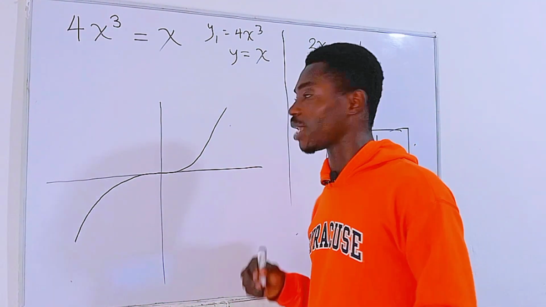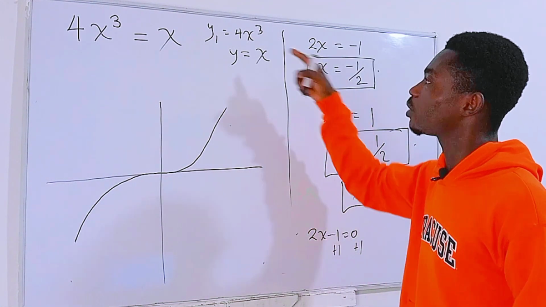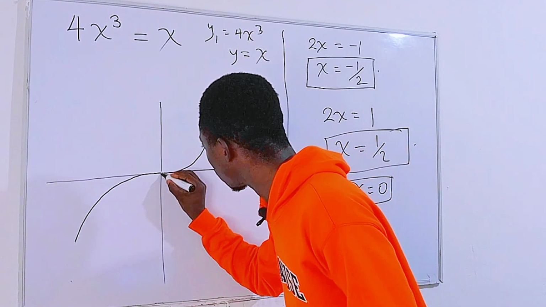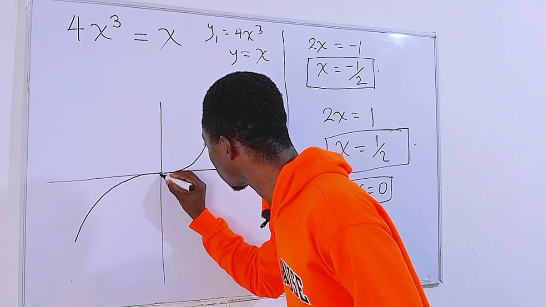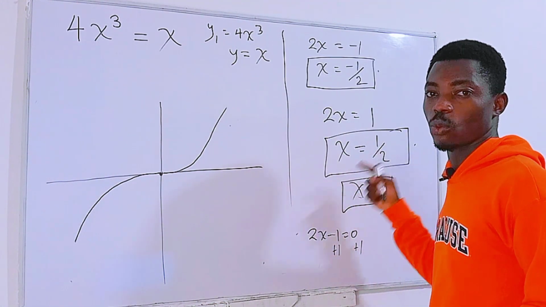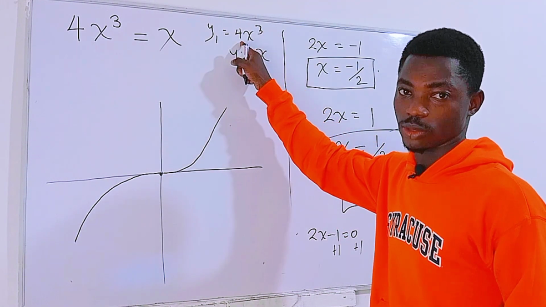But we can't just do it like that. Check this out. When x is equal to 0, if we put this into the equation, y will also be 0, meaning that one of the points is at the origin just like this. Then when x is equal to positive 1 half, y is also going to be positive 1 half, that is if you substitute.